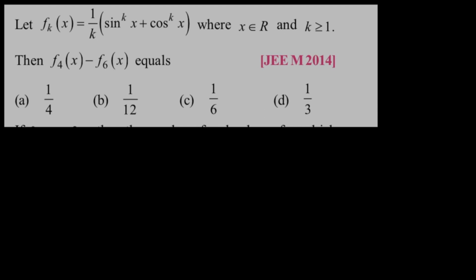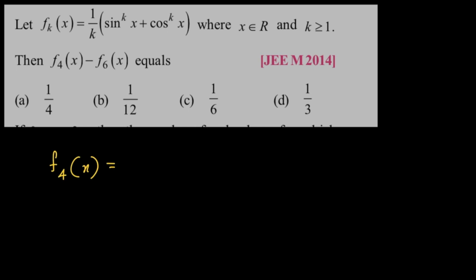So let us do some more problems. These questions have appeared in JEE Main in previous years. The question says, let fk of x is equal to 1 by k times sine raised to kx plus cos raised to kx. Then f4 of x minus f6 of x is equal to? So let's see how this can be done.